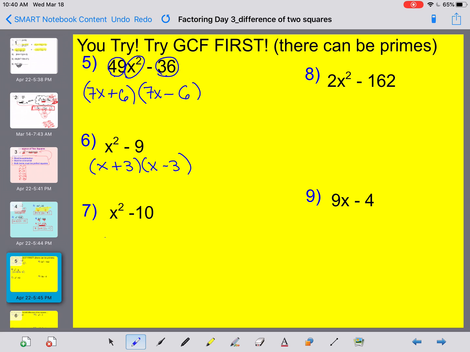Number 7 is the prime problem. And it's prime because there's no GCF. And 10 is not a perfect square. So you cannot do difference of two squares if you don't have perfect squares.